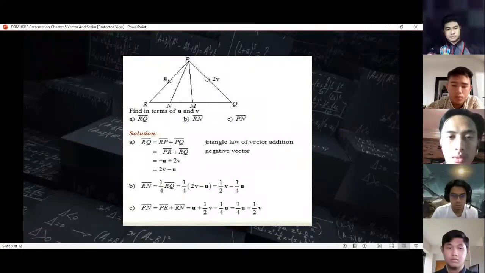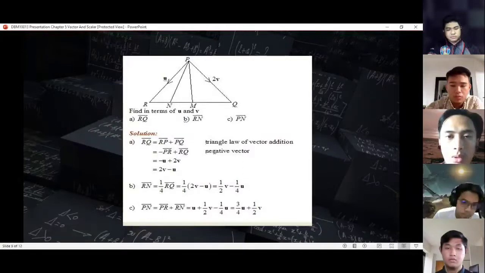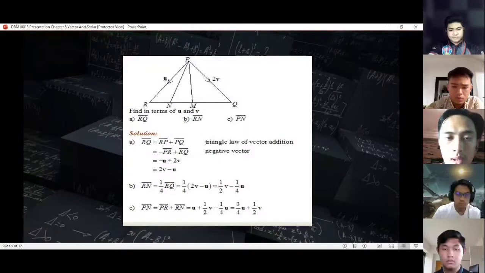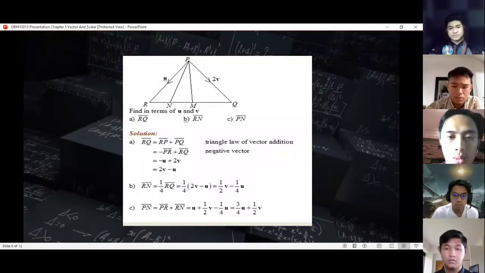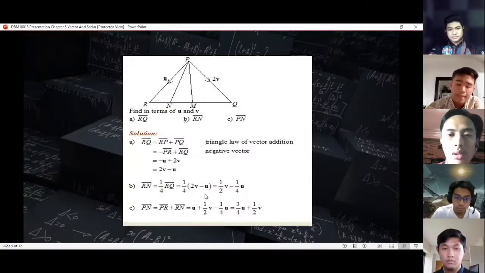We move to the next question. For question B, RN equals 1 over 2 bracket 2V minus U, and for the last answer it is 1 over 2 times 2V minus 1 over 2 U. For the last question, C, PN equals PR plus RN equals U plus 1 over 2V minus 1 over 2 U, and for the last answer it is 3 over 4 U plus 1 over 2 V. That's all.